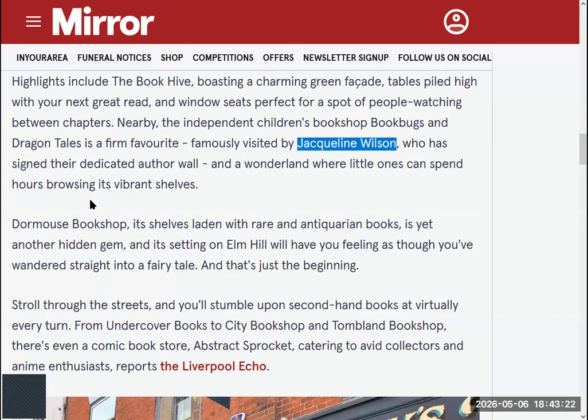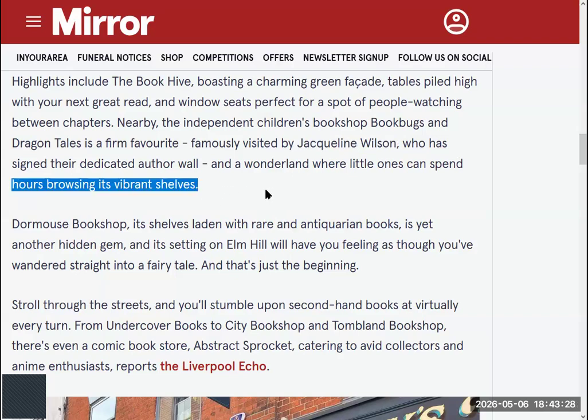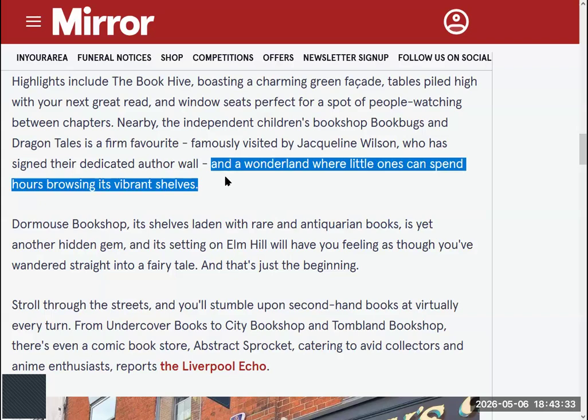I did notice, when it came to the very last few words here, this little bit didn't sound quite right. So maybe if I read that bit to you, perhaps you could read that little bit again. So, and a wonderland where little ones can spend hours browsing its vibrant shelves. Do you want to practice it again? And a wonderland where little ones can spend hours browsing its vibrant shelves. Yeah, that's it, I think, really.